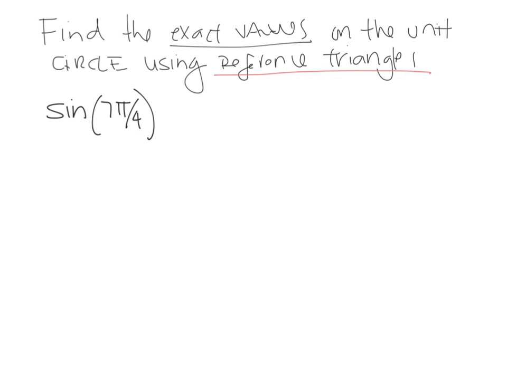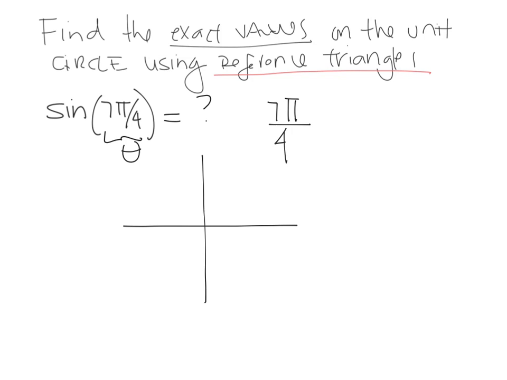So the first thing you want to do, so again, this is some ratio, right? This is your angle, this is what we're trying to find. And the first thing I want you to do is sketch that angle. Where is 7 pi over 4? Now, if you're not sure where 7 pi over 4 is, that's okay. I'll go ahead and change it to degrees to help you. So 7 pi over 4.